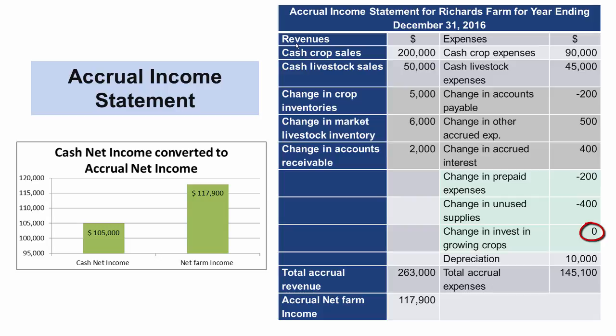Thus, cash-basis net income of $105,000 has been converted into an accrual net farm income which has increased to $117,900, a number that more accurately represents the profitability of this production during the accounting year.